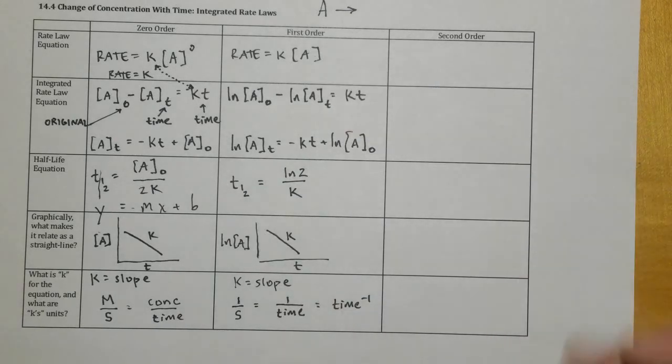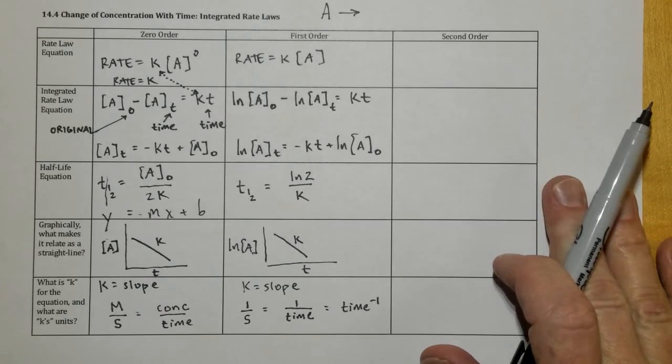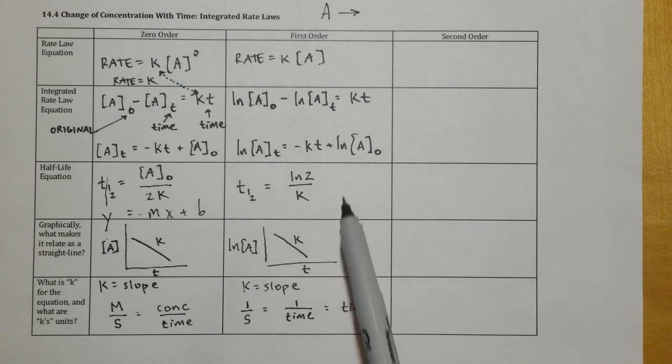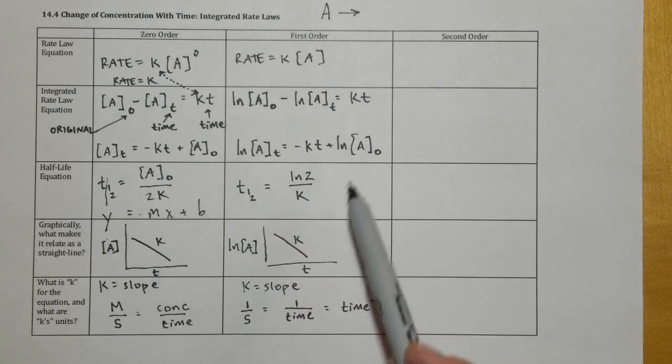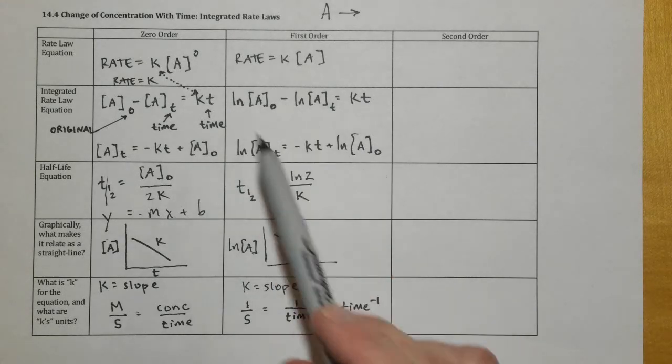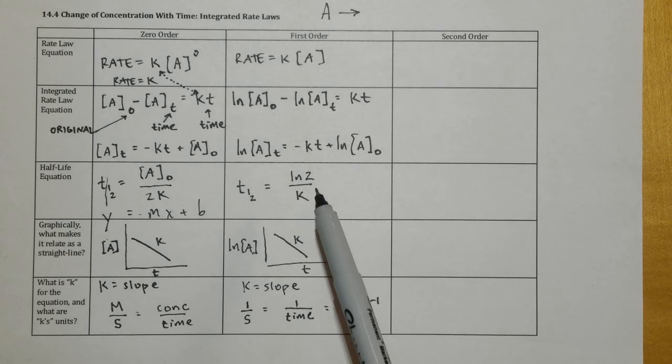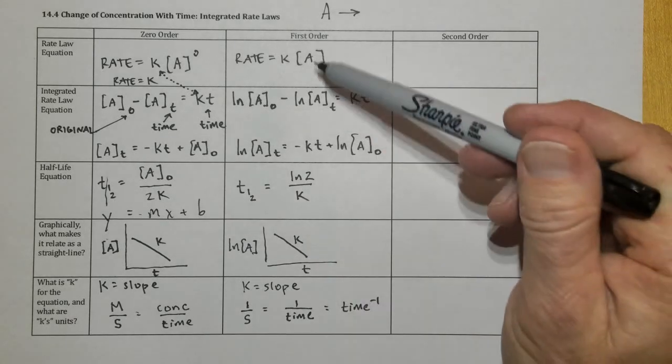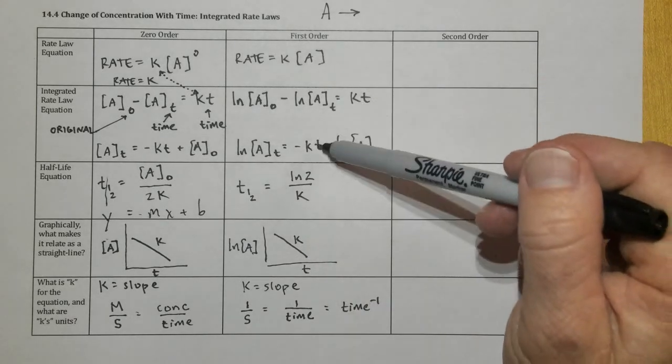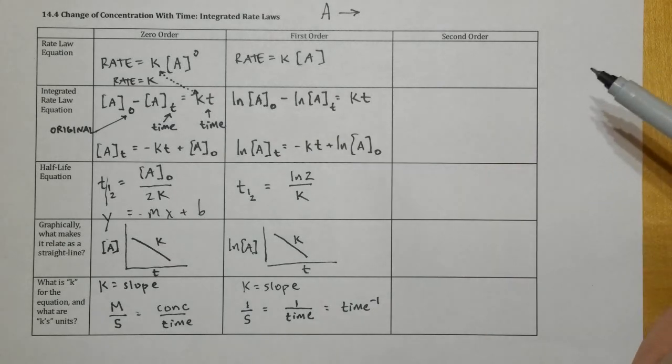If you took Algebra 2 or maybe pre-calc, you used these types of equations, maybe in a little bit different format, to do radioactive decay. And all radioactive decay processes are first order processes, and so they'd use these equations right here.